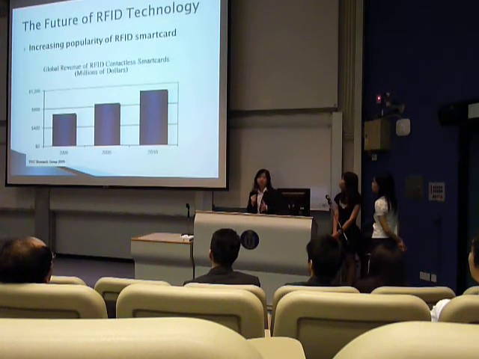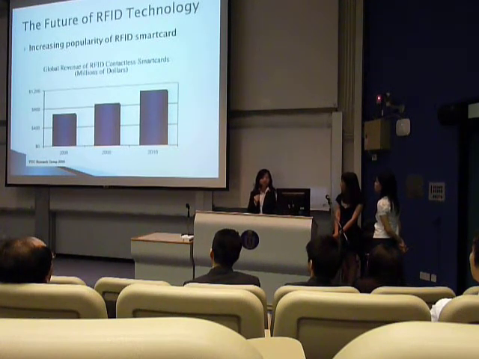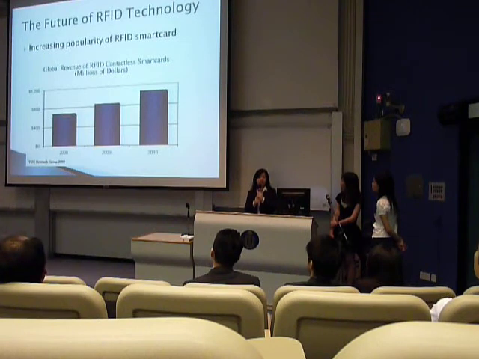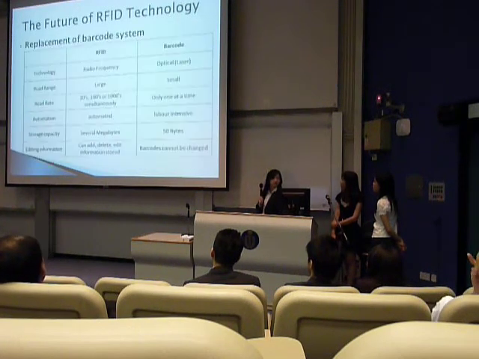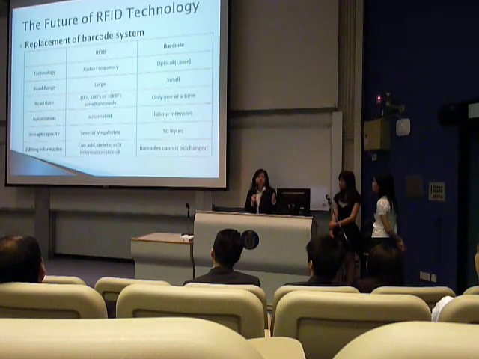If all the problems can be solved, we believe that RFID will become more popular in the future. For example, the demand for RFID smart cards is very strong. As you can see on the graph, the revenue generated by RFID smart cards is increasing over the years. And the second possible change that RFID may bring is that it may replace the barcode system.